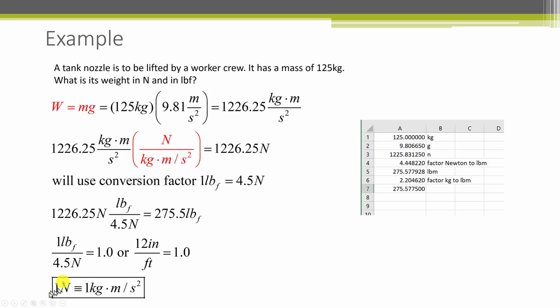The formal definition for a newton is shown with the 3 bars, and it means 1 newton is 1 kilogram meter per second squared.